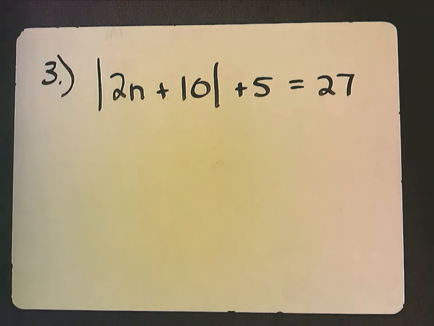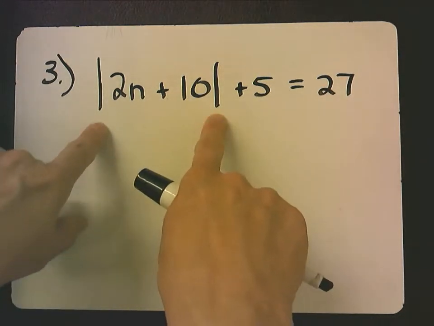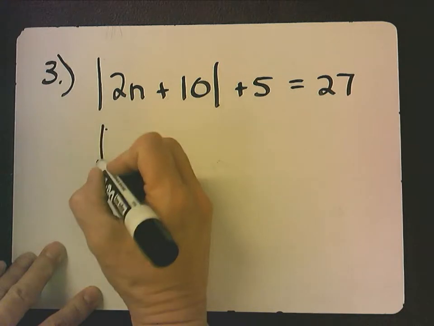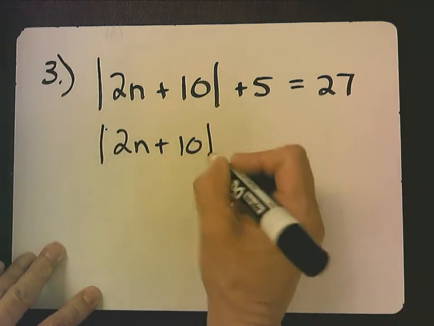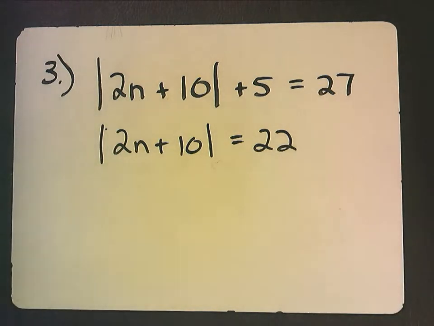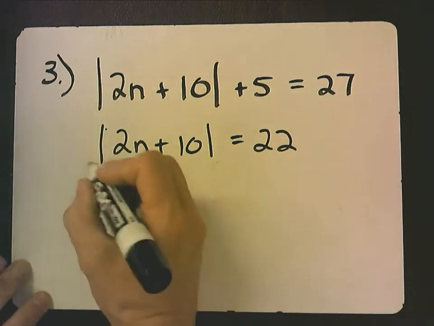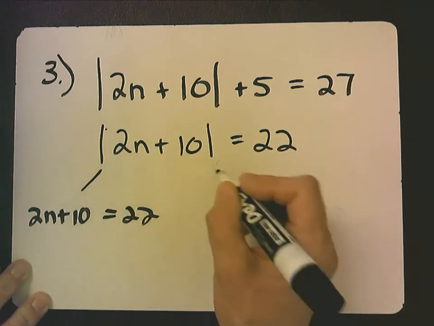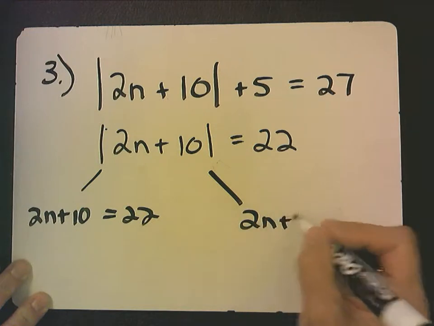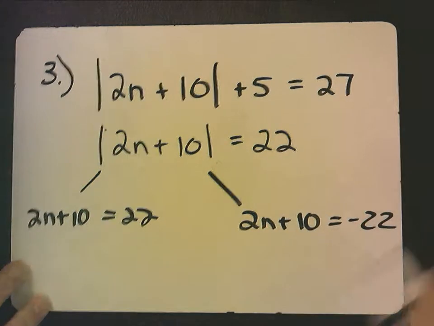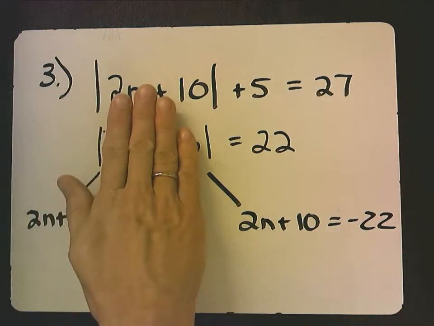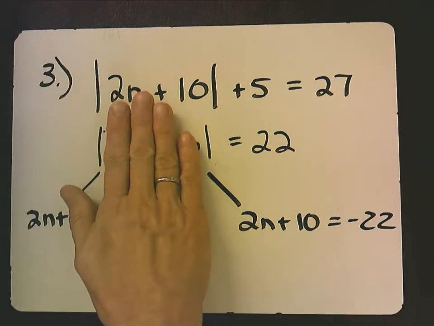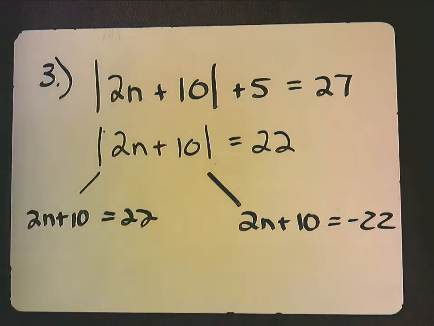Now, when we solve an absolute value equation, the goal is to isolate the absolute value sign. So I'm going to subtract 5 from both sides, and I get the absolute value equals 22. So this means either the absolute value of 2n plus 10 equals 22, or the absolute value of 2n plus 10 equals negative 22. And the reason is, if I was to cover this up and say what could be in the middle, you would tell me either 22 or negative 22, because the absolute value of 22 is 22, and the absolute value of negative 22 is 22.